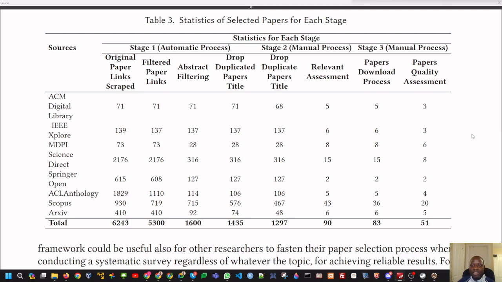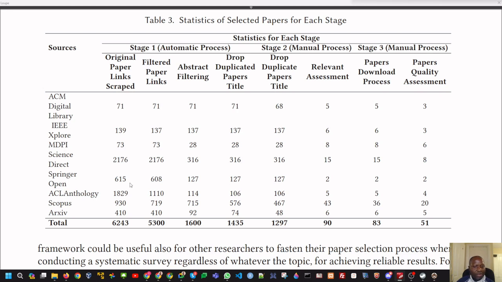For instance, at the end of stage 3, they come up with 51 papers. I think they end up including 51 papers. Right, so they are indicating in each library how many papers they come up with, how many papers they dropped, and so on, and the quality papers that come up. For instance, ACM Digital, they found 71 papers, but end up with 3. And IEEE Library 139, end up with 3 again. MDPI, they have 73, end up with 6, and so on.